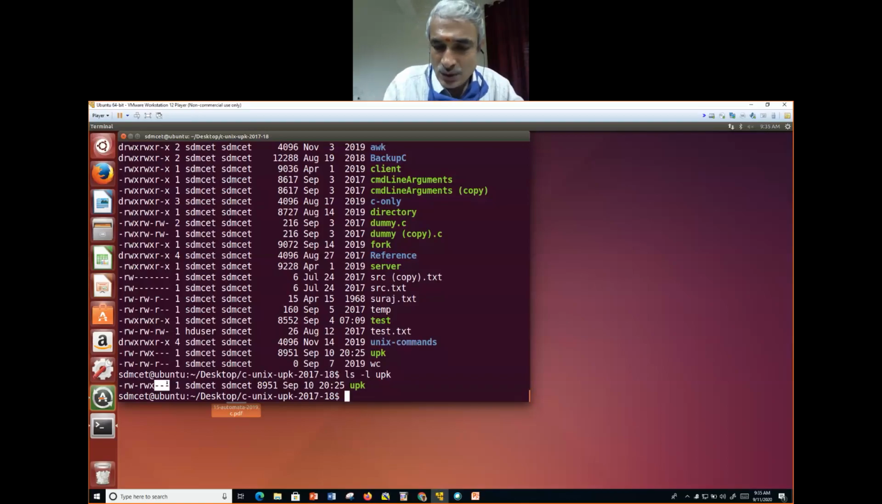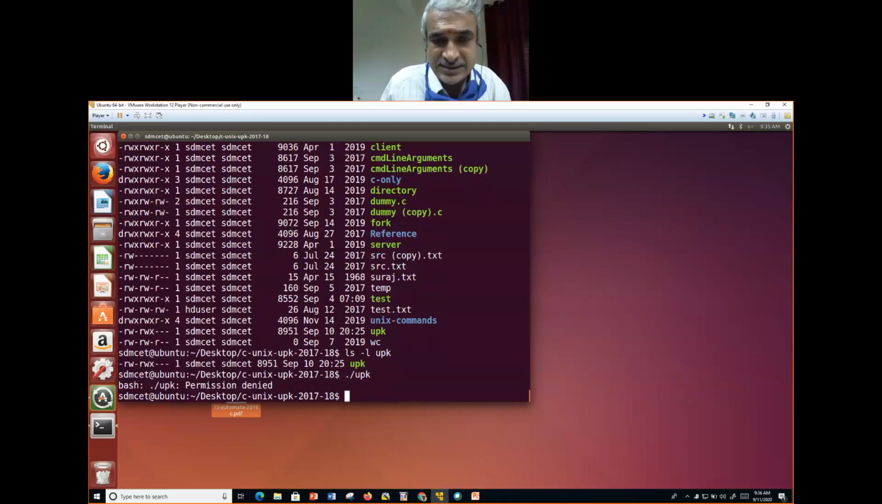Now look at that. I'm the owner, but I myself removed the executable permission for this file. Read is there, write is there, execute is not there. So let's try once again. Dot forward slash upk. It says access permission denied.